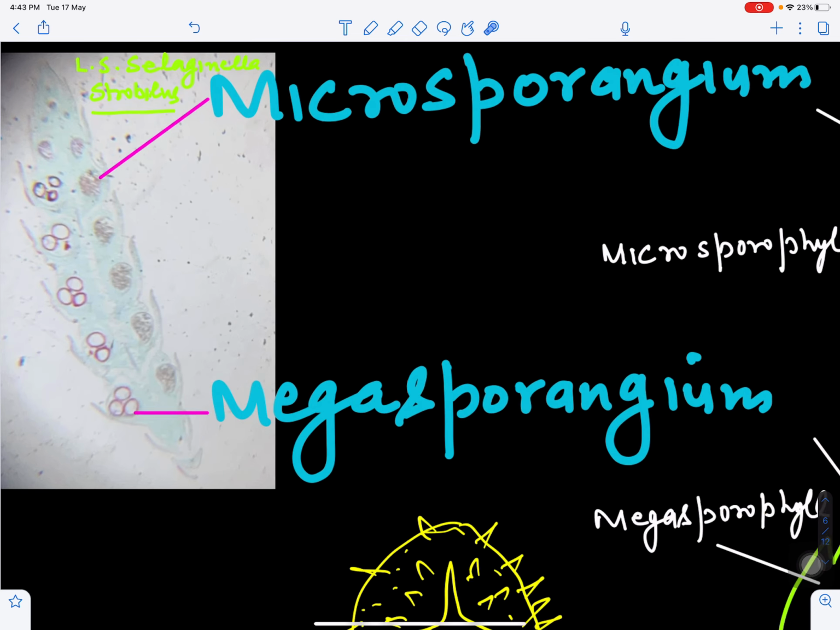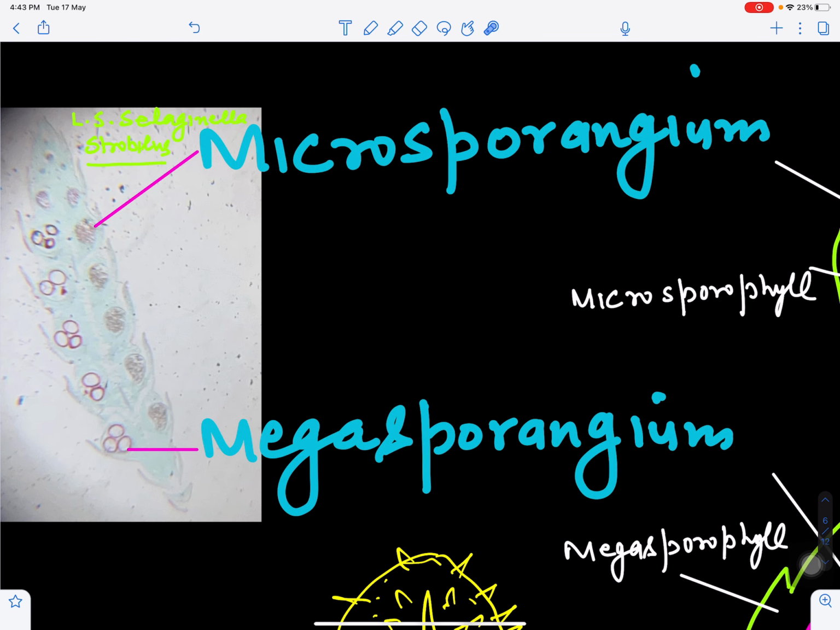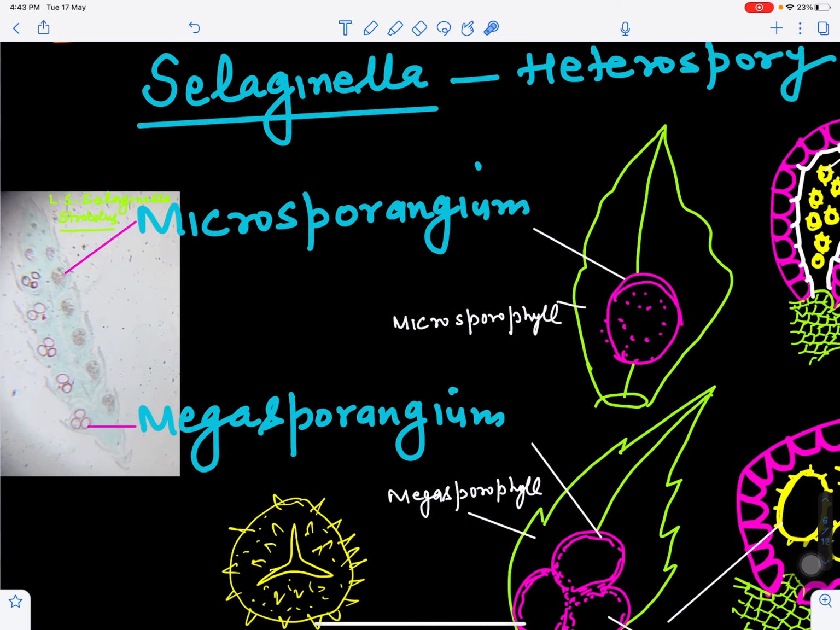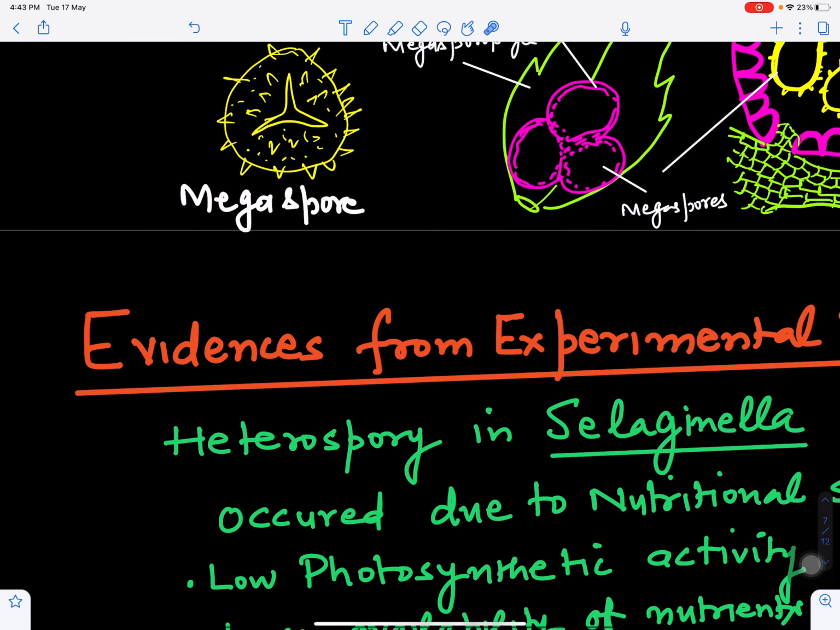तो ये परमानेंट स्लाइड है इसकी सिलाजिनेला की, जिसमें स्ट्रोबाइलस का लॉन्गिट्यूडनल सेक्शन कट किया गया है. तो आप देख सकते हैं, this part is the megasporophyll and this part is the microsporophyll bearing the microsporangium. So microspore will germinate to form the male gametophyte and megaspores will germinate to form the female gametophyte.